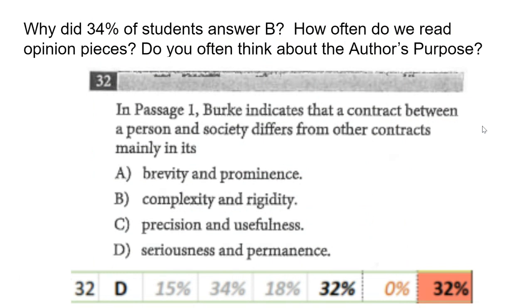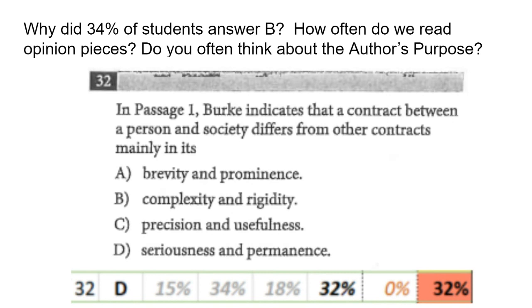So, question 32 is a question that we struggled on. In passage 1, Burke indicates that a contract between a person and society differs from the other contracts mainly in its. The correct answer is D, seriousness and permanence. Again, it's important to pick out the best answer choice when looking at these because a lot of them could be correct, but it's important to read all the answer choices and choose the best.